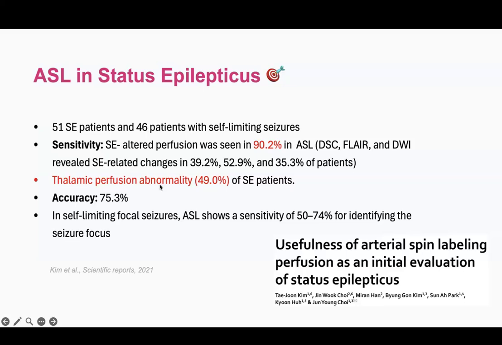And thalamic perfusion abnormality was seen in 49% of the patients with status epilepticus. The accuracy of this was 75.3%, and in self-limiting focal seizures, it showed only a sensitivity of 50 to 74% in identifying the seizure focus.